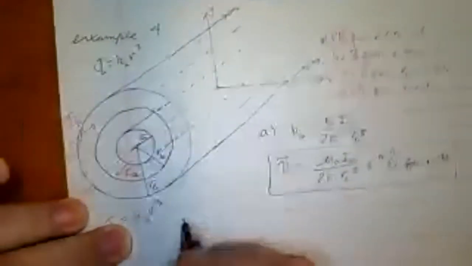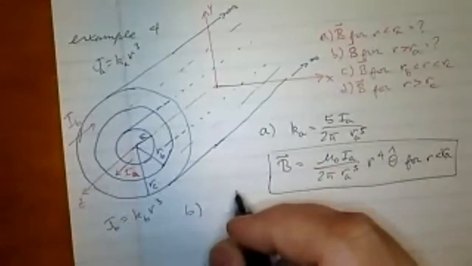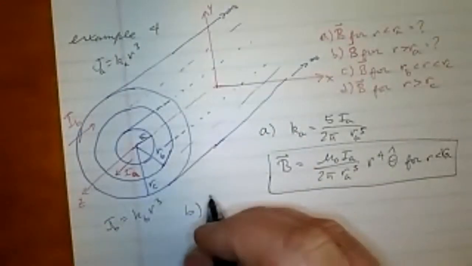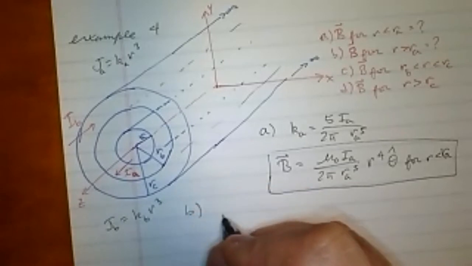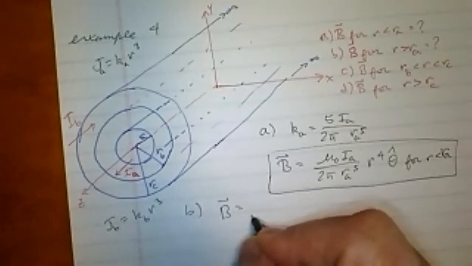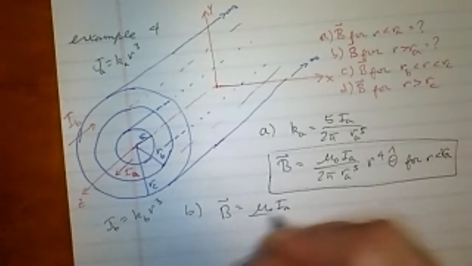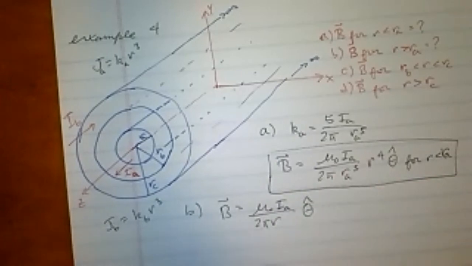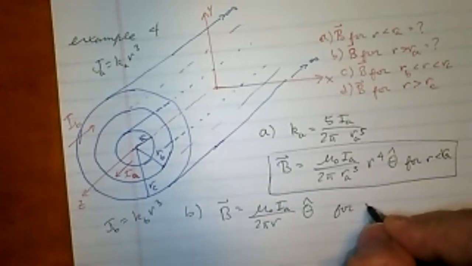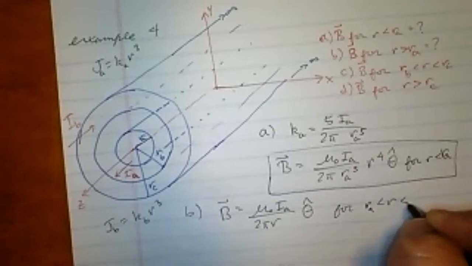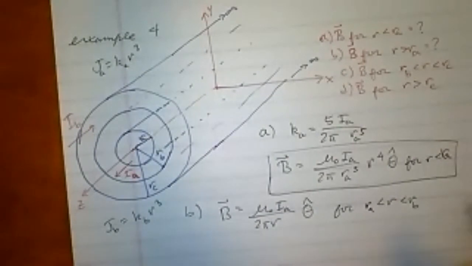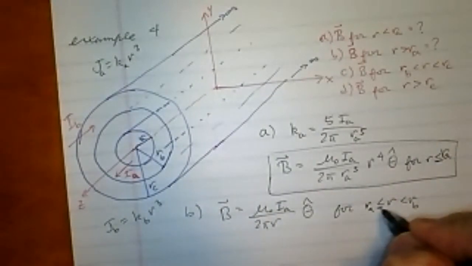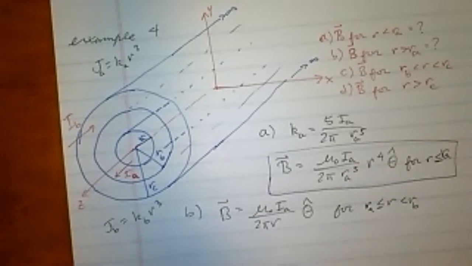For part B, we found that in between the two, B is equal to mu 0 IA over 2 pi R theta hat again. And this is for RA is smaller than R is smaller than RB. But again, we were able to go back and make the equality true because when we plugged in the RA, that was right as well.